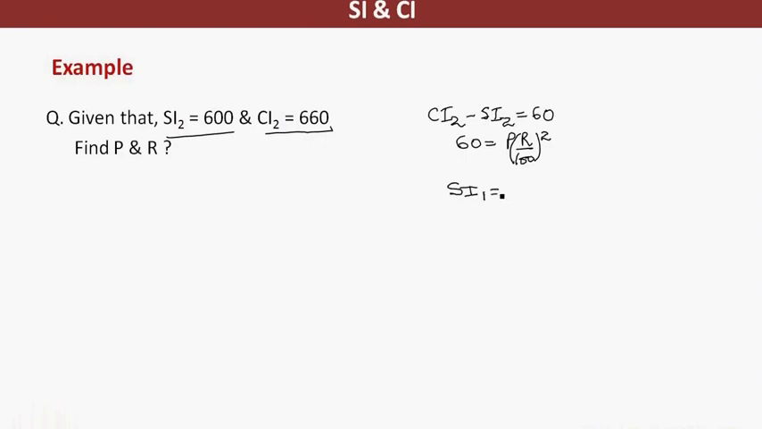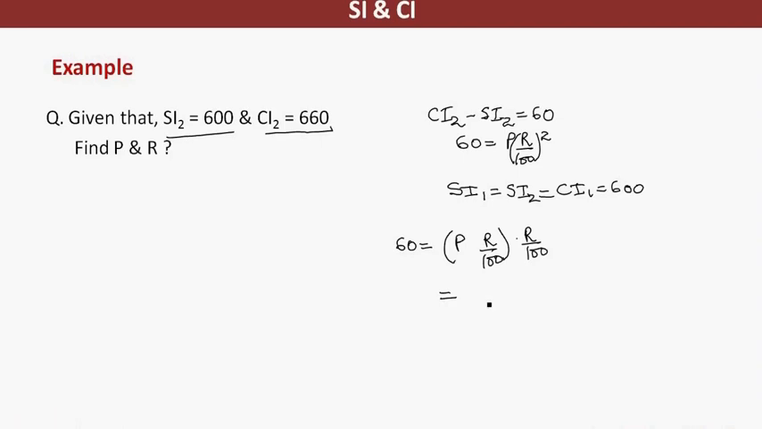The question is asking me to find out the values of P and R. If I go back to the concept, I know simple interest for the first year will be equal to simple interest for the second year, equal to simple interest for all the years, and obviously this will also be equal to compound interest for the first year, which comes out to be 600. So the compound interest for the first year was 600, and for the second year it is 660. This 60 difference, if I use the formula again, I'll split it like this: PR by 100, PR by 100.